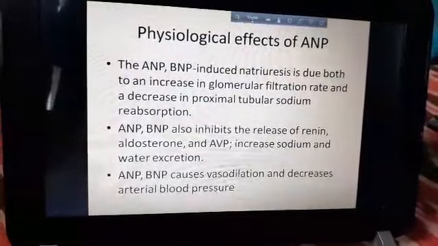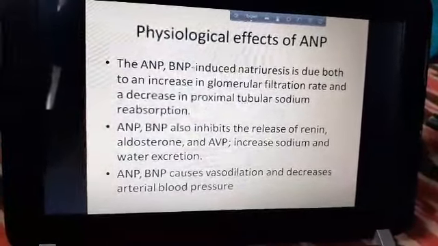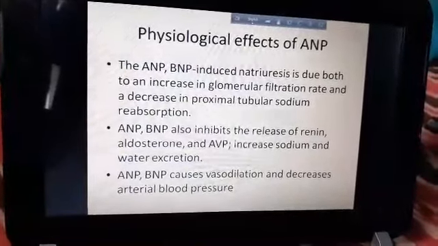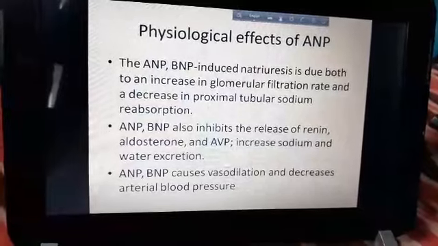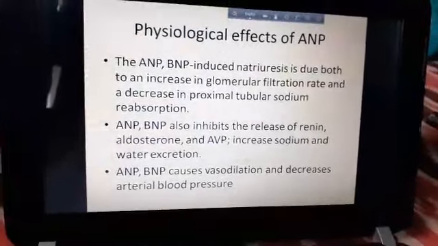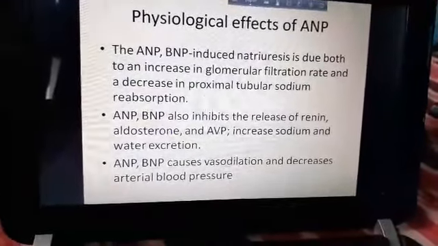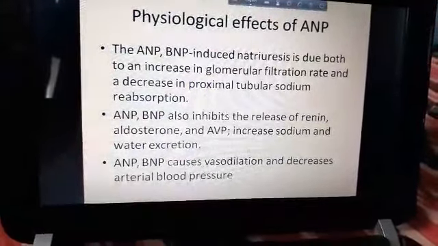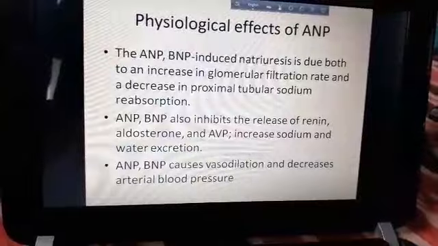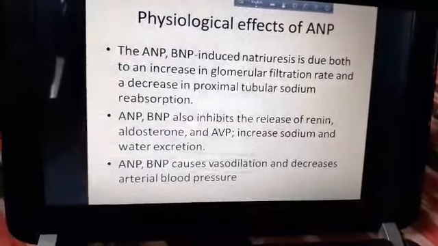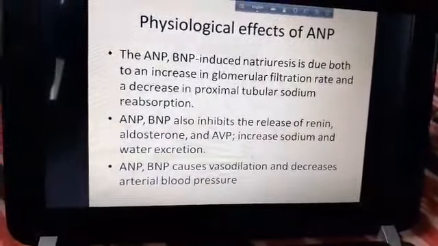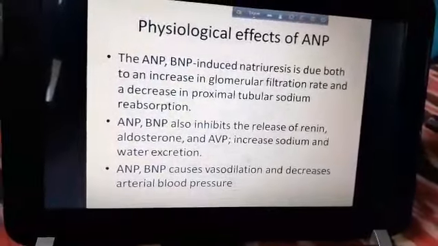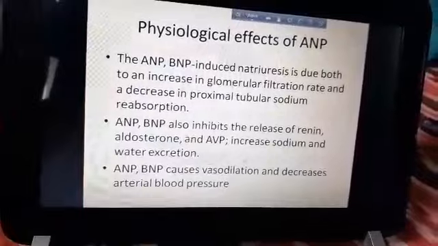ANP-BNP also inhibits the release of renin, aldosterone and AVP, increasing sodium and water excretion. ANP-BNP causes vasodilation and decreases arterial blood pressure. So ANP-BNP causes natriuresis, which increases the GFR, and there is also less sodium absorption. BNP also inhibits the release of renin, aldosterone and AVP, that is arginine vasopressin, increasing sodium and water excretion. ANP-BNP level causes vasodilation and a decrease in arterial blood pressure.